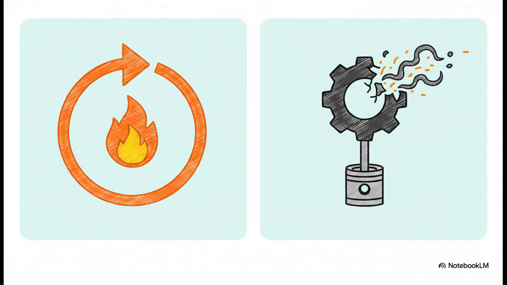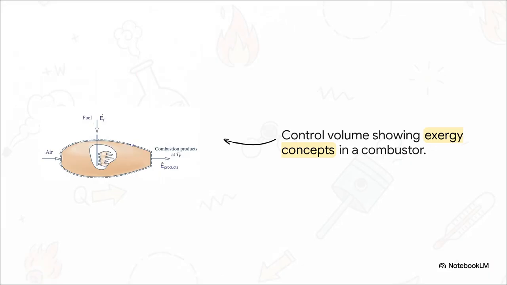But the second law introduces this really sobering concept, exergy. Exergy tracks the actual potential to do useful work, like actually turning a turbine or moving a piston. And unlike energy, exergy is definitely not conserved. Thanks to our old friend entropy, exergy is permanently destroyed by irreversibilities in a system. When we start looking at the exergetic efficiency of an engine, it completely changes how we view combustion.